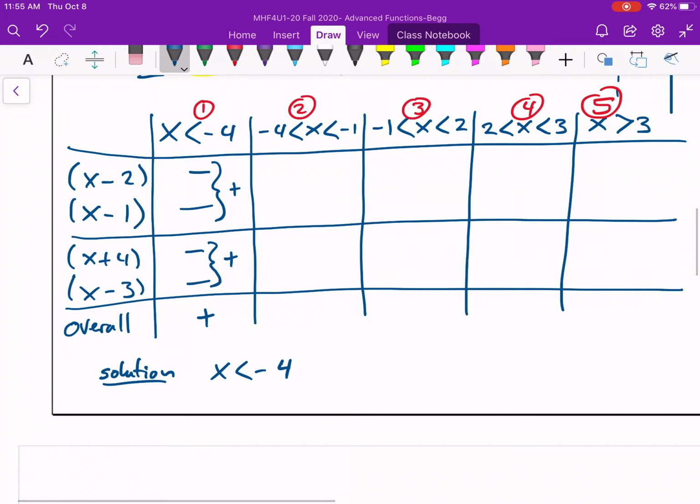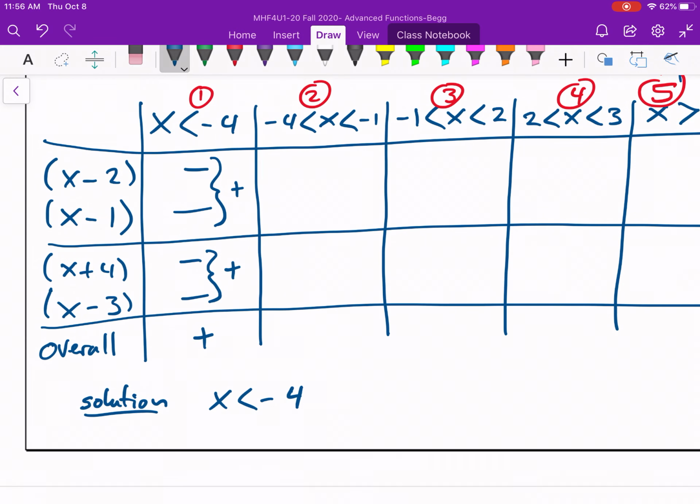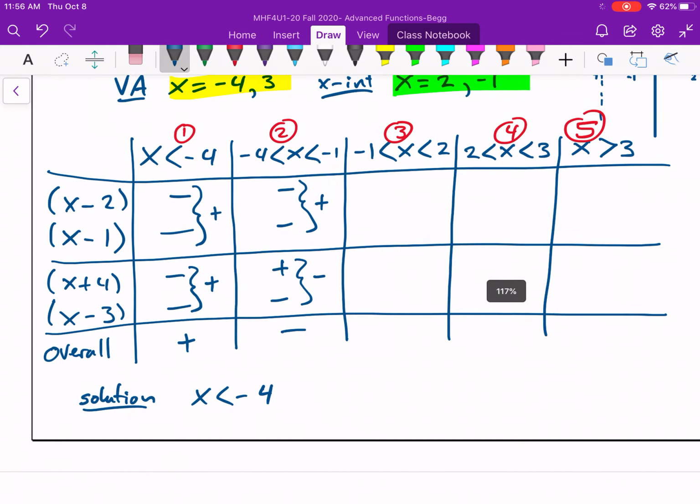So if I pick a number between -4 and -1, let's pick -2. Oh yeah, -2 would work. Sorry, I was thinking +2. So -2 is going to give me negative. -2 on this second row will give me negative. Again, overall, I'll get positive for the numerator. If I put -2 into x plus 4, I get a positive. And if I put it into x minus 3, I get a negative. Overall, a positive times a negative will give me a negative, and then a positive over a negative will give me a negative. So overall, this section of the graph is going to be below the x-axis. So we don't want that part.